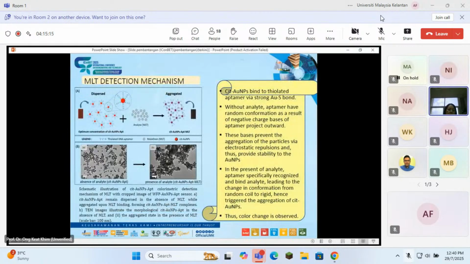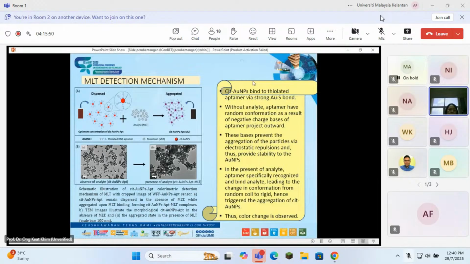So this is the MLT detection mechanism that I propose. The detection is based on aggregation. Before detection, the gold nanoparticles are in dispersed form. After we add the analyte, it causes aggregation, and the color changes from red to blue. This mechanism is supported by the TEM image. As you can see here, before detection the citrate gold nanoparticles are in dispersed form. After adding the analyte, they become aggregated.